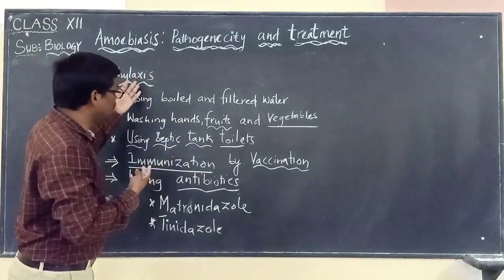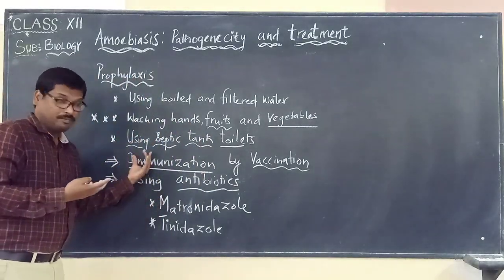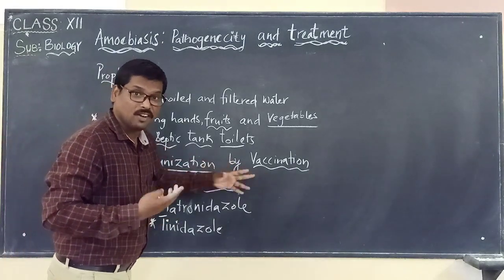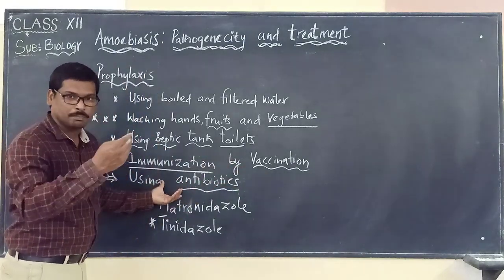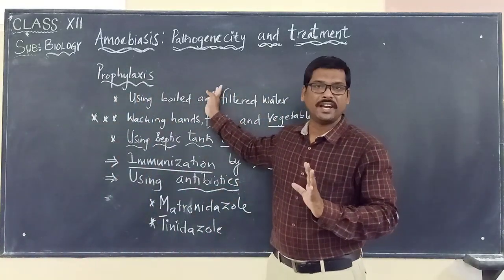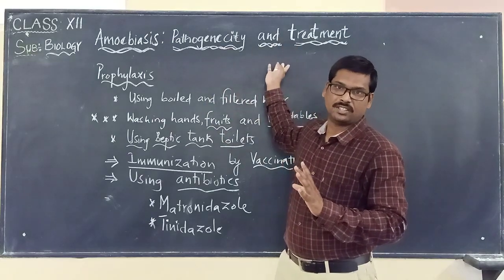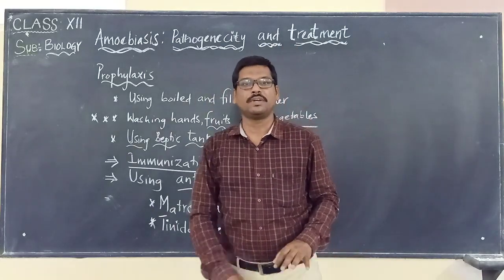So we have studied now what action should be taken to prevent this disease, and then we have to go for vaccination and also use medicines if that person is suffering with this disease. So let us keep these points in our mind when we talk about the pathogenicity and treatment. These are the points which we should keep in mind.